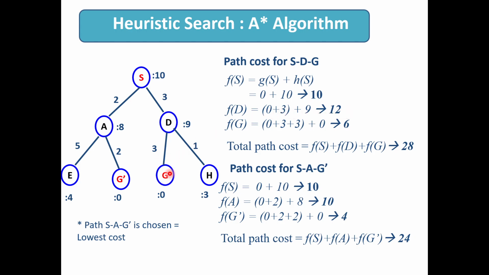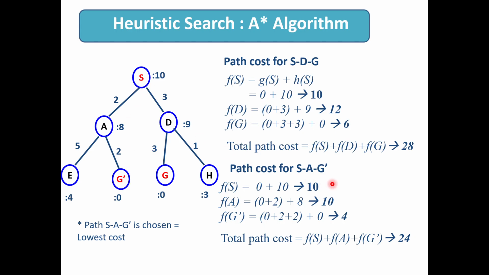Again, how do you calculate f of G? f of G is equal to g of G plus h of G. How do you calculate from this node to this node? 0 plus 3 plus 3, this 3 and this 3, and to itself 0. We'll get 0 plus 3 plus 3, and the cost from this node to the goal node is 0. So the total cost, f of S plus f of D plus f of G, you'll get 28. Like that, you calculate for S A G star.